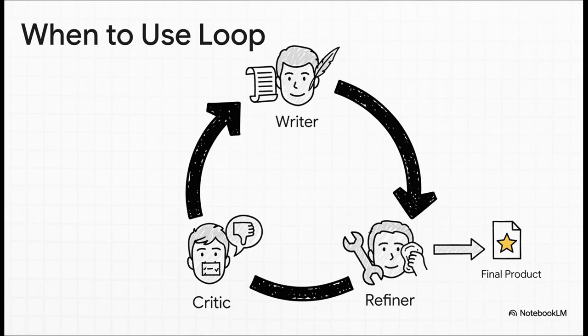The classic example is a writer agent creates a draft, a critic agent gives it feedback, and then a refiner agent actually implements those changes. And that cycle can continue again and again until the critic agent finally says, yep, this is perfect, we're done.